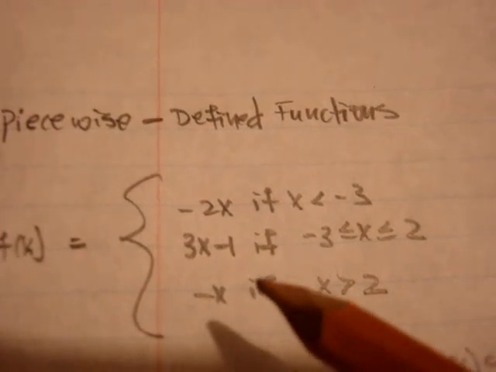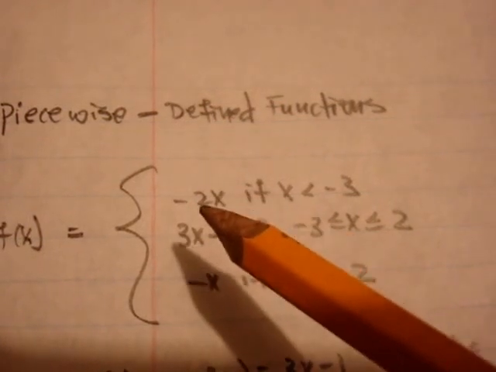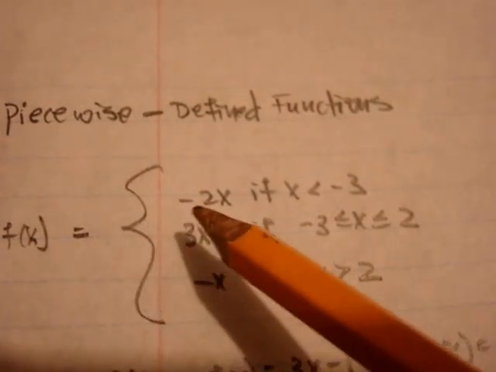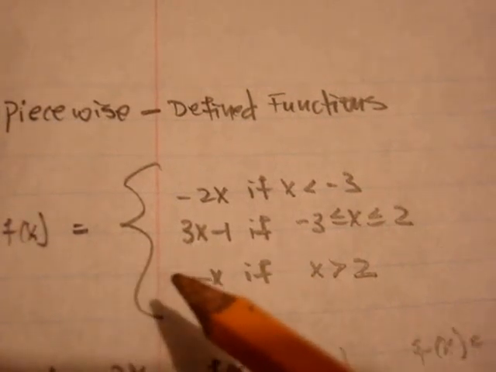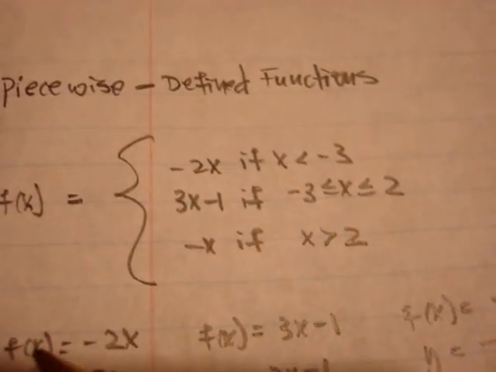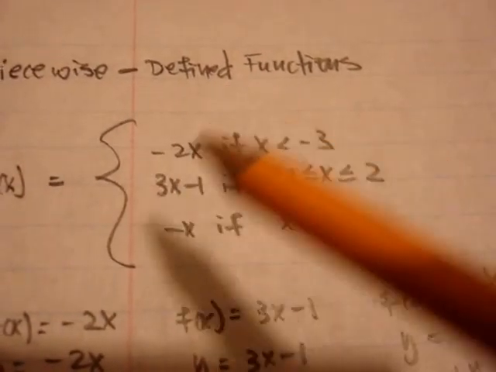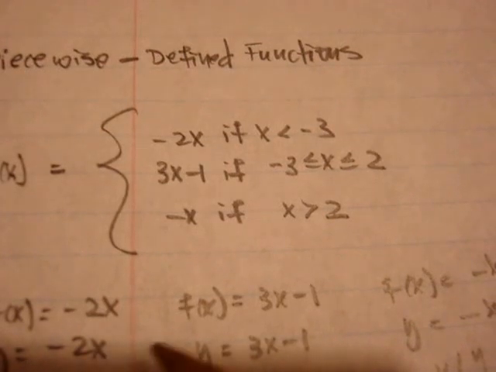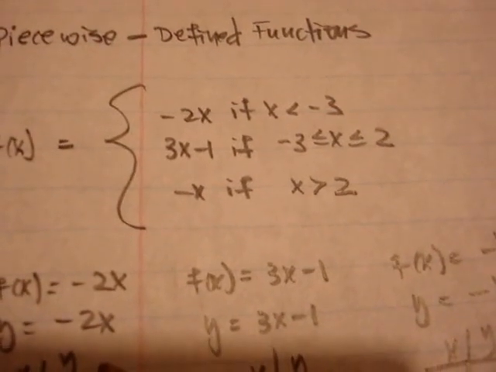So to solve this problem, write down the linear equation. Why is it linear? Because notice that f of x equals negative 2x, f of x equals 3x minus 1, and f of x equals negative x are all linear equations. So you write out the function for this piecewise defined function, and the second thing you need to do is find the x and the y.